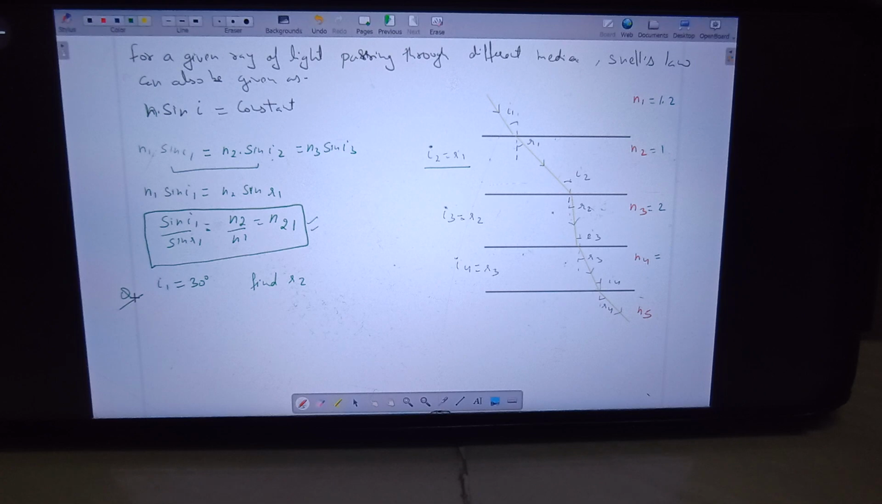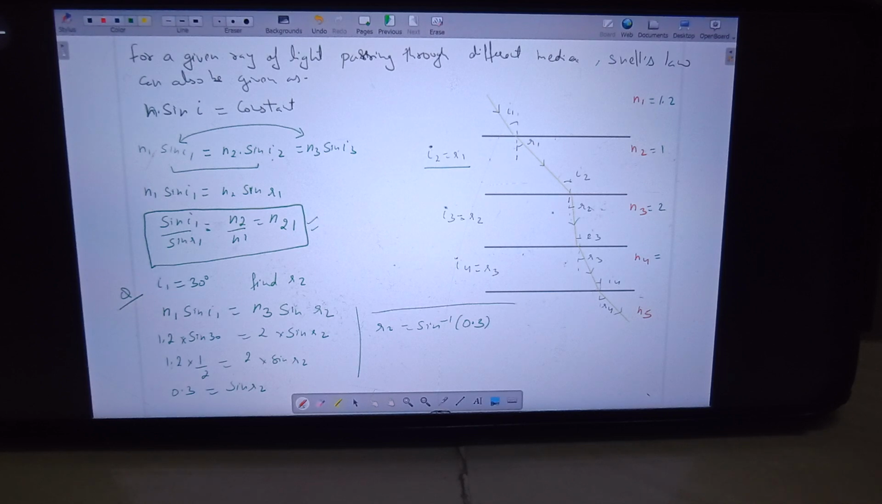So now, instead of solving one by one, that means solving for the first interface, then for the second interface, and using this result, we can directly equate these two. That means the absolute refractive index of medium 1 into sine I1 will be equal to the absolute refractive index of medium 3 into sine I3, or R2. Putting the values, it will be 1.2 into sine 30 equals 2 into sine R2. 1.2 into sine 30, which is 1 by 2, equals 2 into sine R2, so we get 0.3 equals sine R2. So R2 can be given as sine inverse of 0.3. Or you can also leave it as sine R2 equal to 0.3.